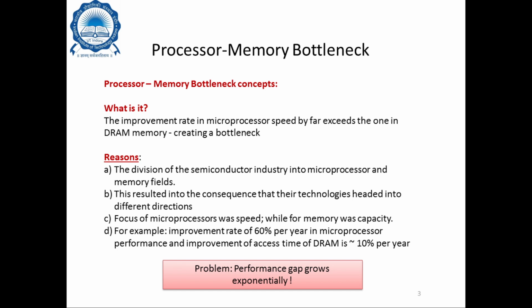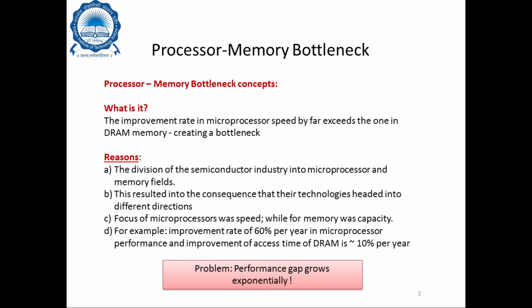The first reason is that the division in the semiconductor industry is different for microprocessors and memory. We have different industries for microprocessors and different industries for memory, so both are not manufactured and designed by a common industry. This has resulted in their technologies heading in different directions, especially in the past.